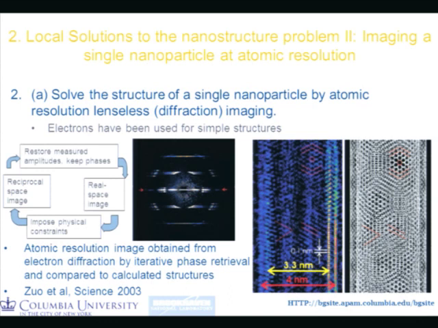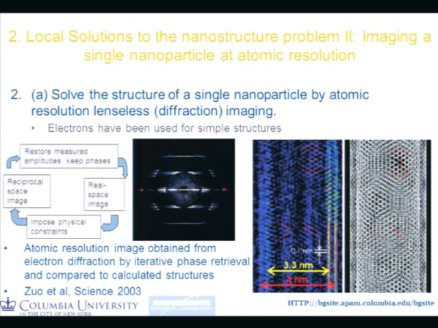Another approach is that you can take a single nanoparticle and try to solve the structure using single crystal type methods, and a lot of progress has been made in this regard. What I'm showing here is some work of Jianwei Miao, which was published in Science in 2003, where he's using some phase retrieval method to look at not a crystal, but a single nanoparticle. In fact, in this case, it was a double-walled carbon nanotube. And this is the image he reconstructed.